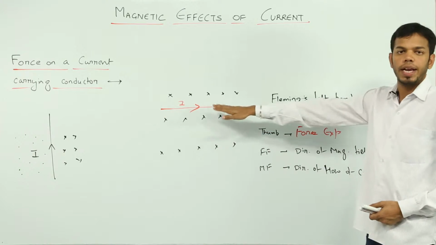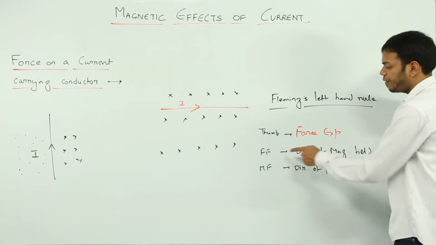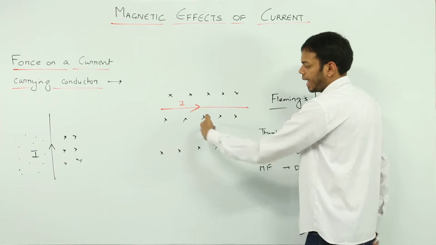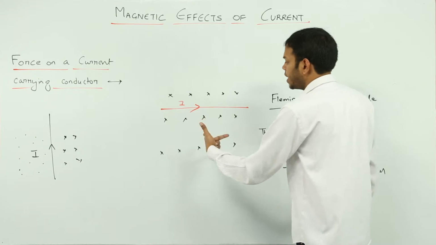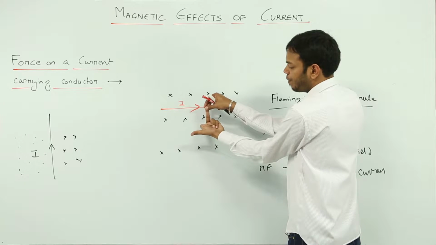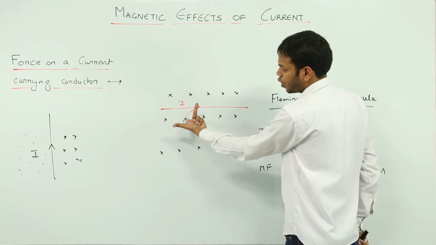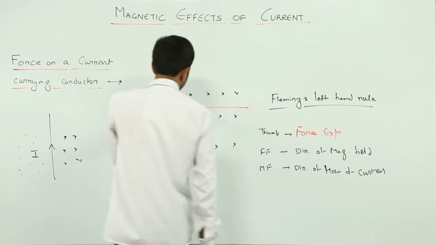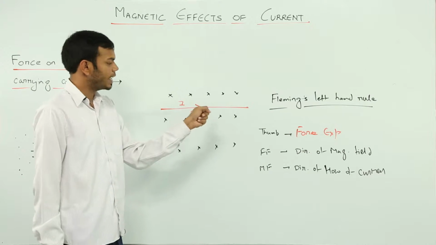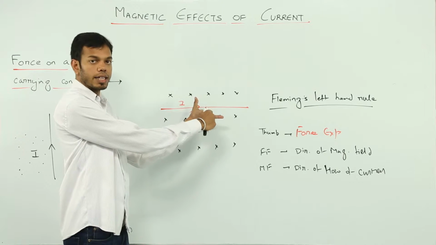What is the direction of the magnetic field here? Vertically inwards. So which finger represents the magnetic field? The first finger, right? And I have to use my left hand, right? So this is how I place the first finger. Then the middle finger represents the direction of flow of current. So I'll be rotating my hand like this. This will give you a better view. First I did this and then this, right? So this is the direction of flow of current.